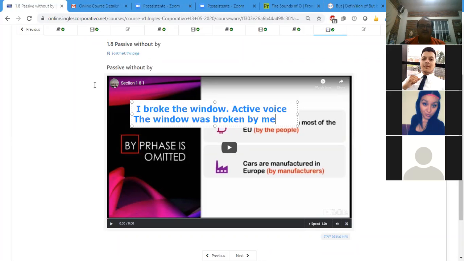All right, so this is the structure. I broke the window, so the window was broken, and then you can use by, and then you can write there the person responsible.